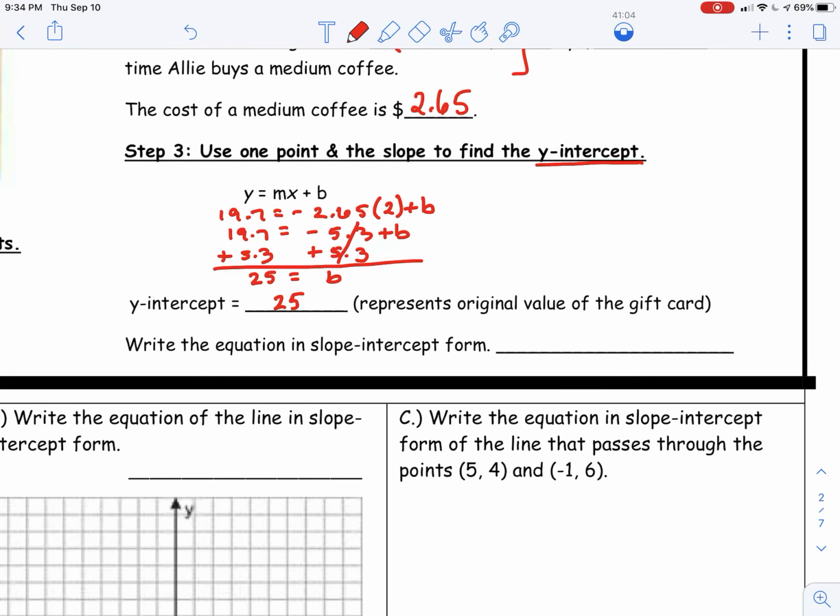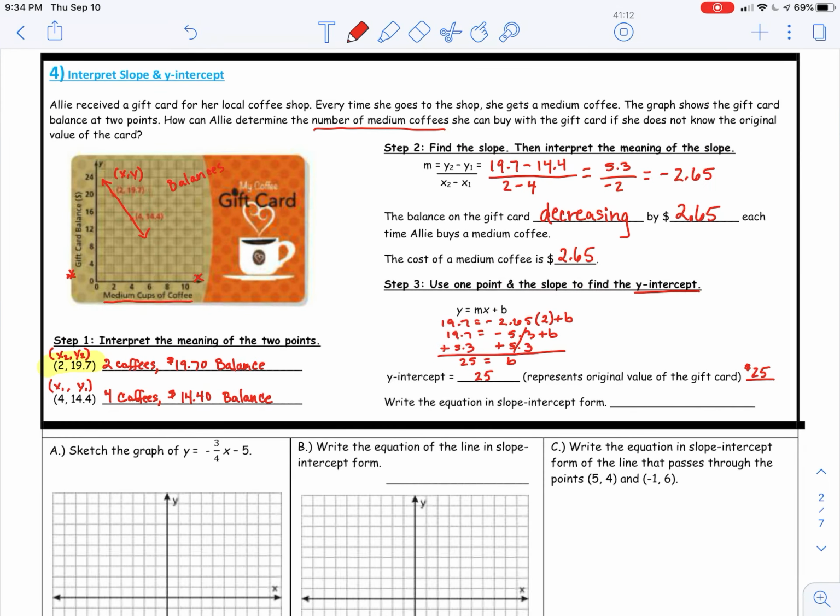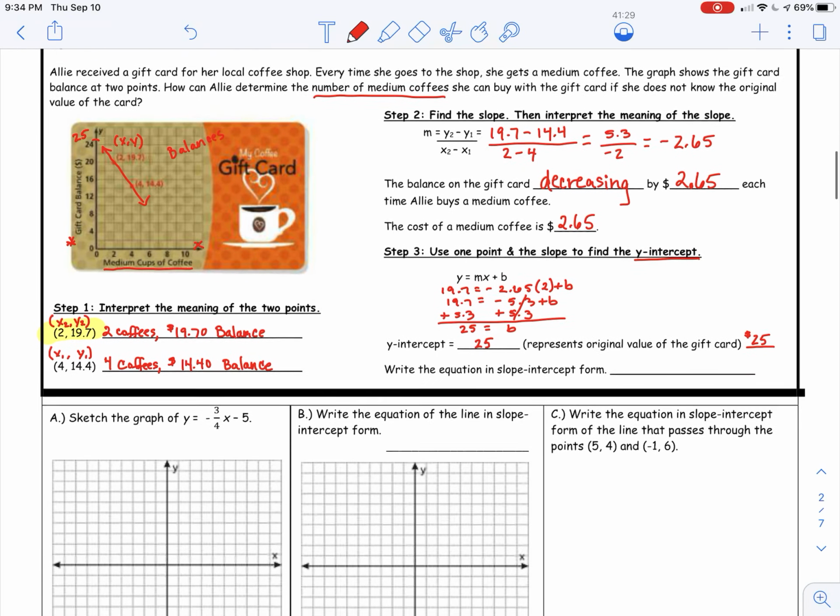And this represents the original value of the gift card. So out here to the right, go ahead and put $25. That's what that means. So if I go back over to my graph, the original balance on my card would have been at 25. So these are skipping 20, 22, 24. So 25 would have been right in between here. That's the original value of my card.